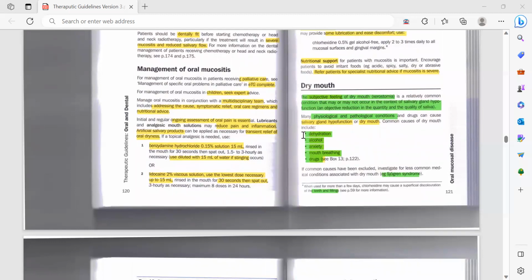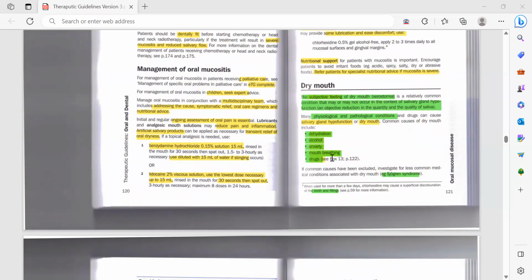Which are these causes? Dehydration. If the patient is not taking enough water, then there would be dry mouth. If the patient is taking alcohol, then also there will be dry mouth. If the patient is anxious or under stress, that would also cause dry mouth. And if the patient is a mouth breather, that would also be one of the causes of dry mouth, and even the drugs.